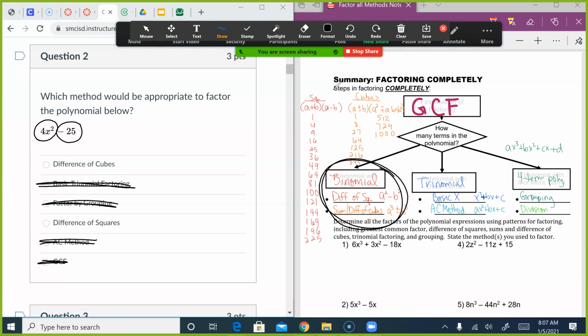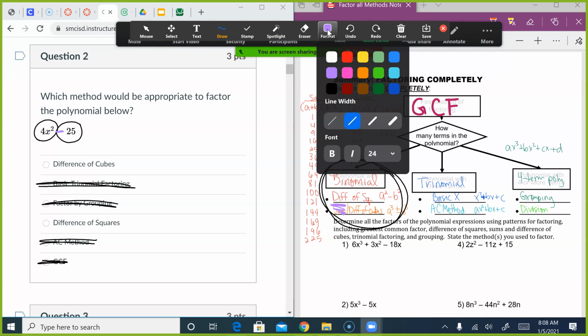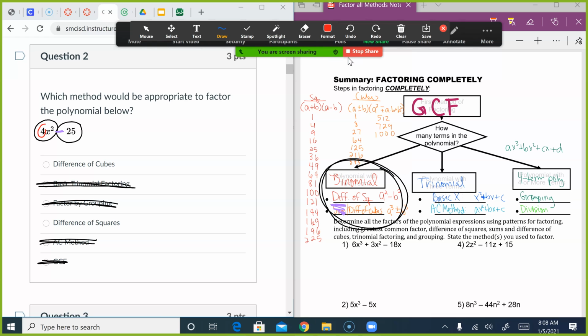And it's difference because it's a minus sign. So we know it can't be sum of cubes because it's a subtraction in the middle. So it's either difference of squares or difference of cubes. We've got to look at the numbers and the exponents. So here, 4 and 25 are squares, and it's x squared. So this tells us it's going to be difference of squares and not cubes. So here we would just choose difference of squares as the answer for that one.